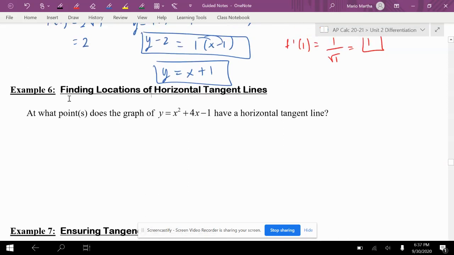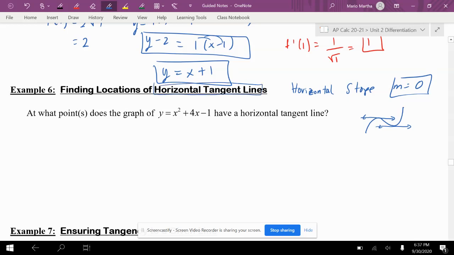Now, it says finding location of horizontal tangent line. So this is a different story, right? So if we have a curve, we have certain values where the lines are horizontal right there. In a horizontal slope, if you guys remember from Algebra 1, what is the slope? It's pretty much just your zero slope, right? Your undefined slope is your vertical slope. So here what we're looking to see is when does this happen, right? So the horizontal tangent line.